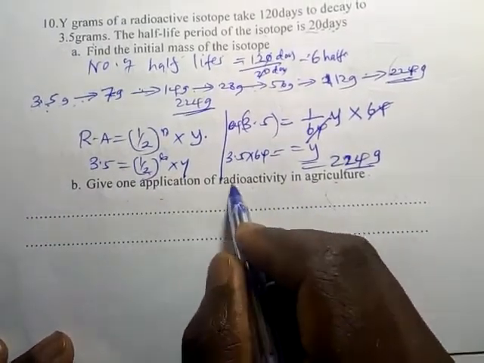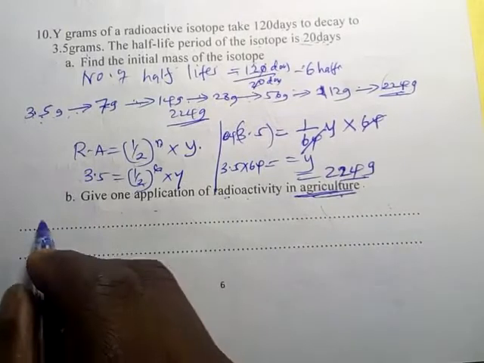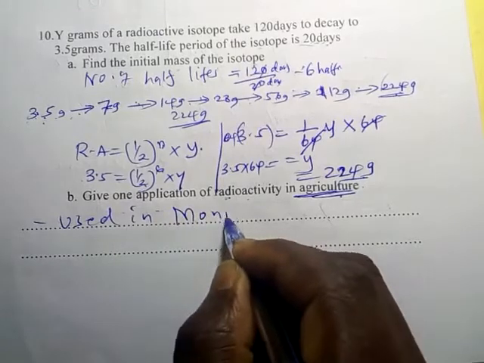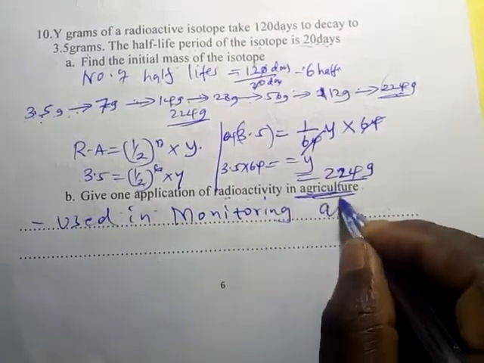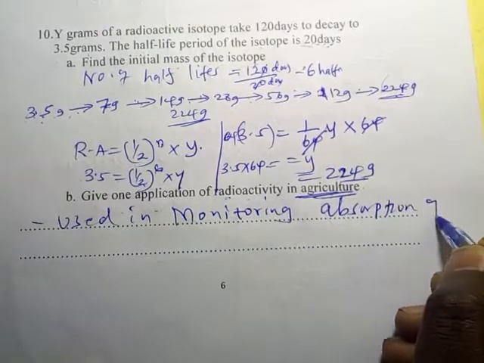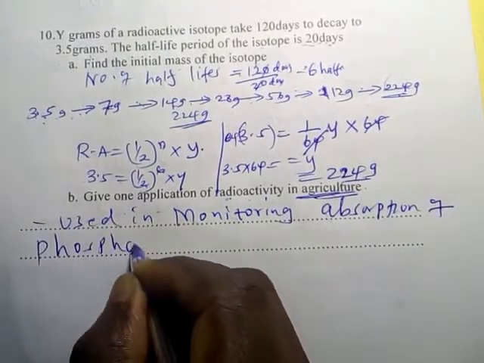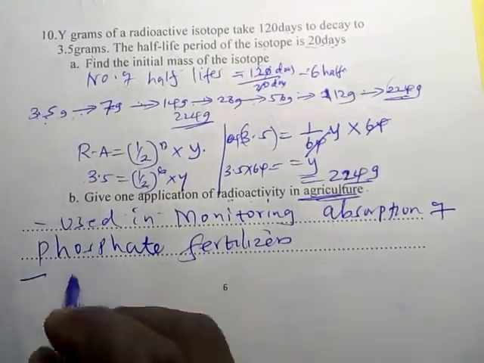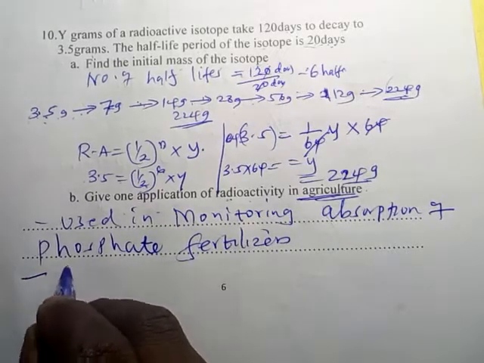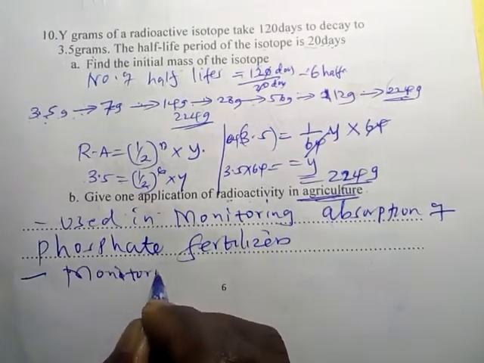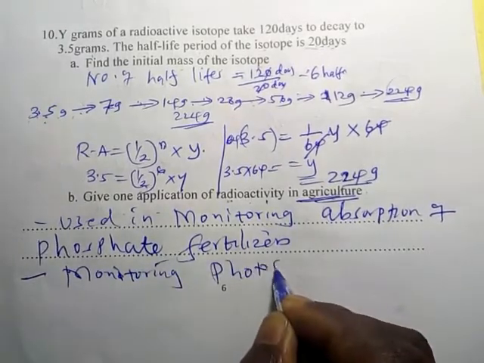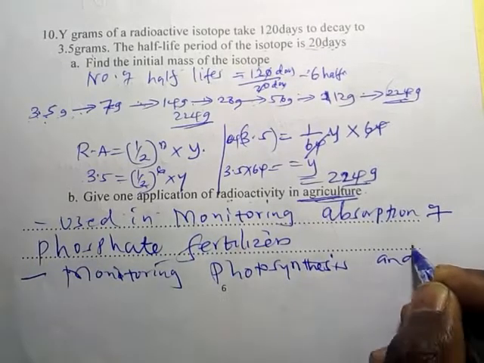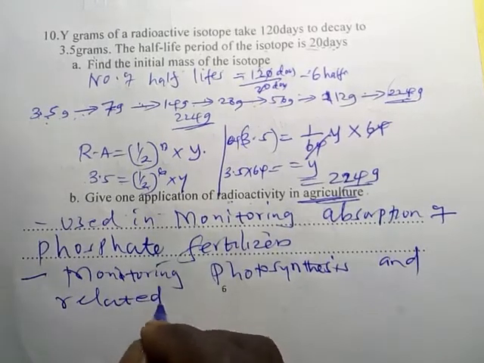One application of radioactivity in agriculture: it is used in monitoring the absorption of phosphate fertilizers. Another one is used in monitoring photosynthesis and related processes.